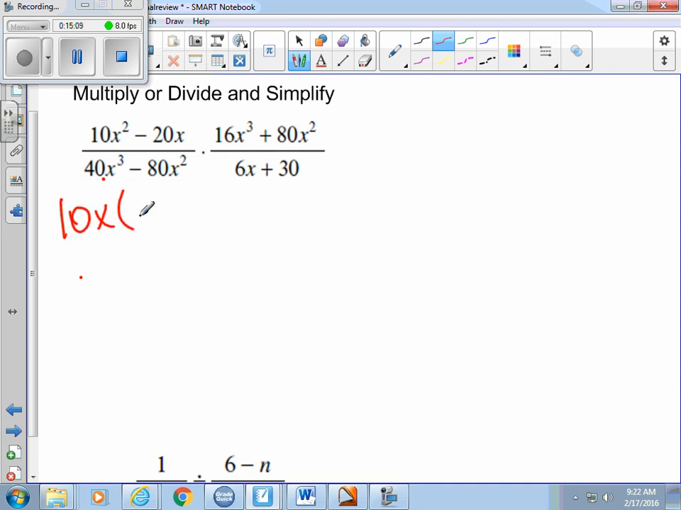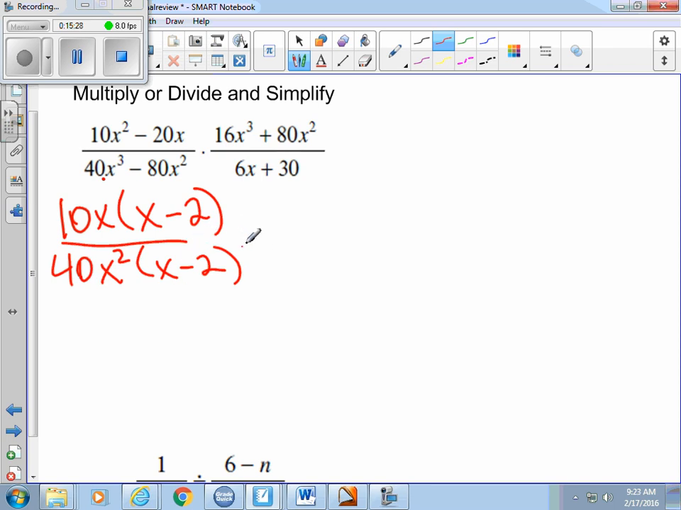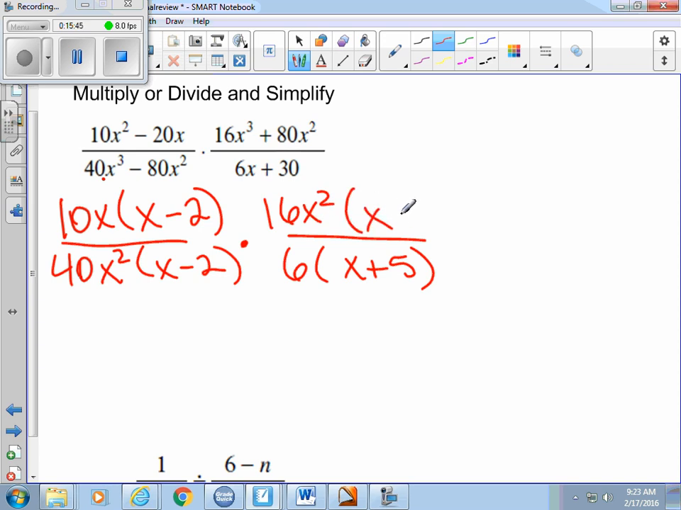10x times x minus 2, 40x squared times x minus 2. And you saw where my calculator gave me that, right? It will do that for you. And on top, 16 factors out 16x squared, is that right? And how many times does 16 go into 80? Okay.